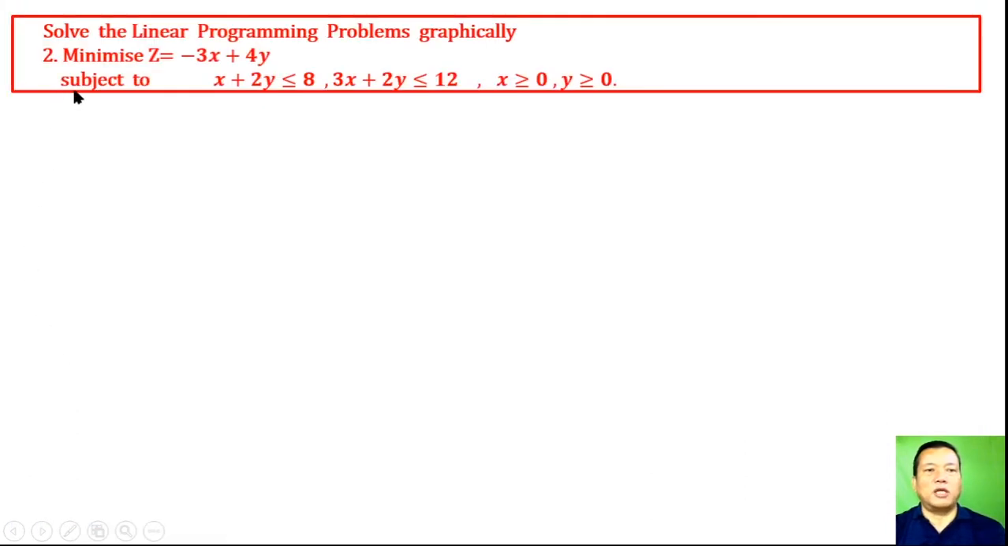Number 2. Solve the linear programming problems graphically. Minimize z equal to minus 3x plus 4y subject to these inequalities.